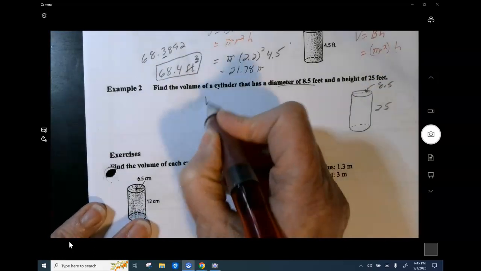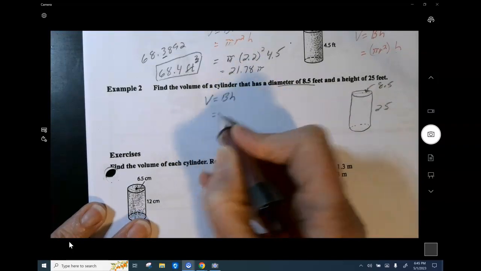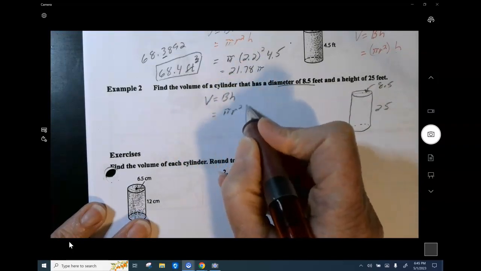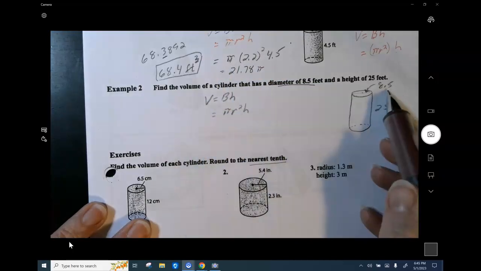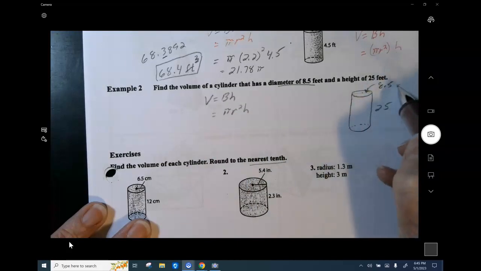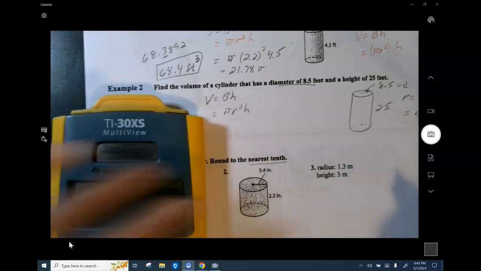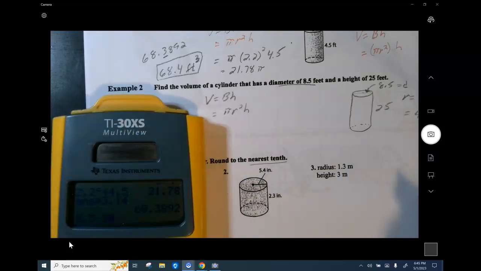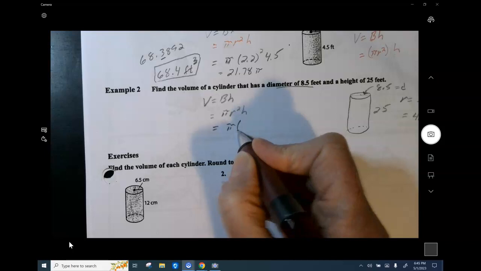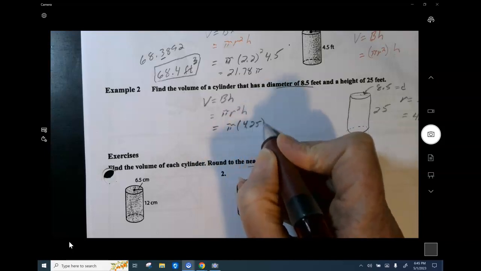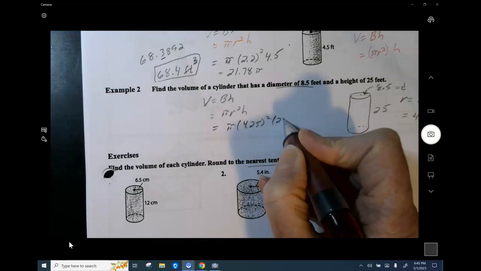Okay, we're going to find the volume. Volume is equal to the area of the base times the height. The base is a circle, so that's going to be pi r squared h. Look at that. We have an r squared here, but we have a diameter. So we're going to have to find the radius by dividing by 2. So we get 4.25, right? Let me double check my math. 8.5 divided by 2. Yay, I did it right, 4.25. So now let's plug that in. Pi times 4.25 squared times my height.